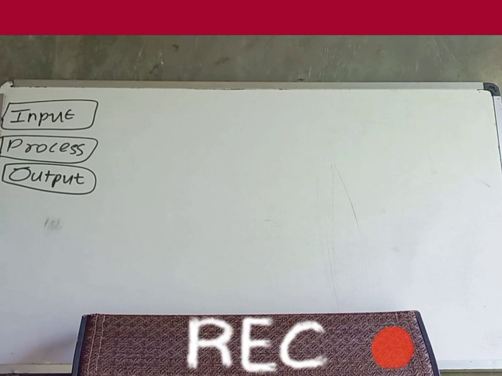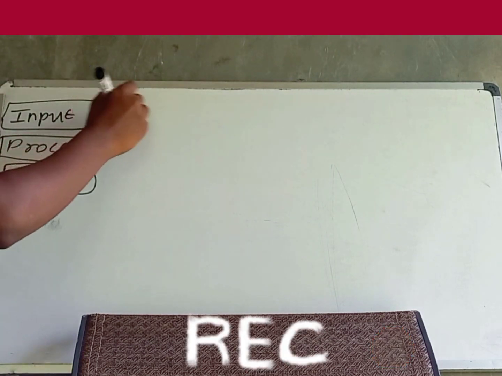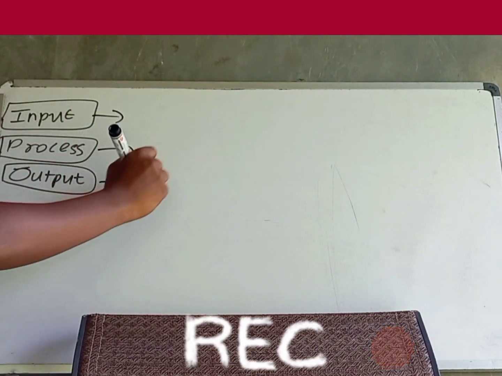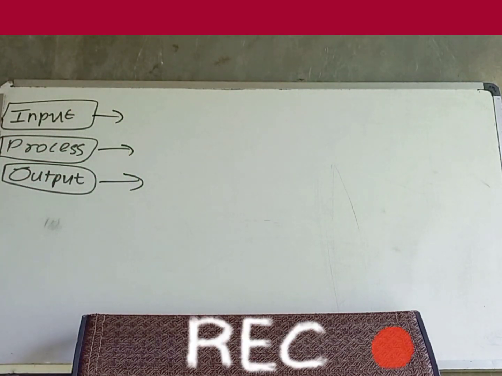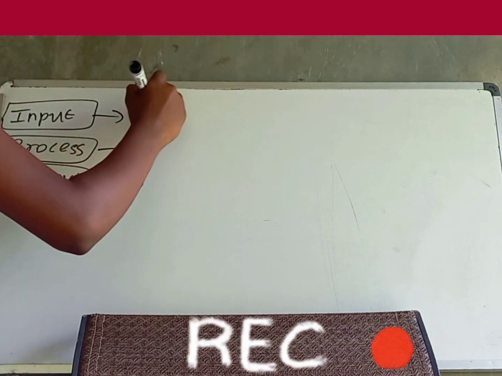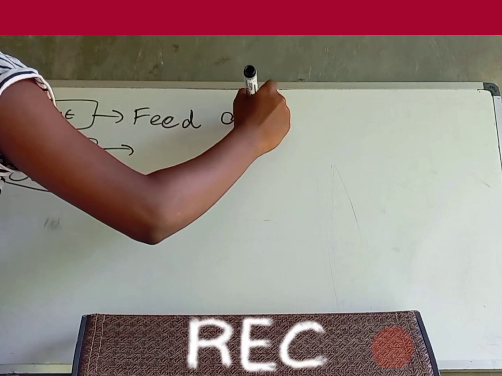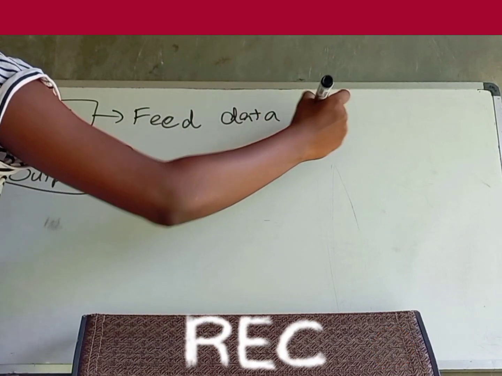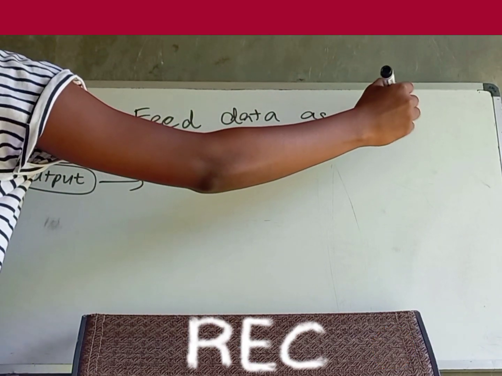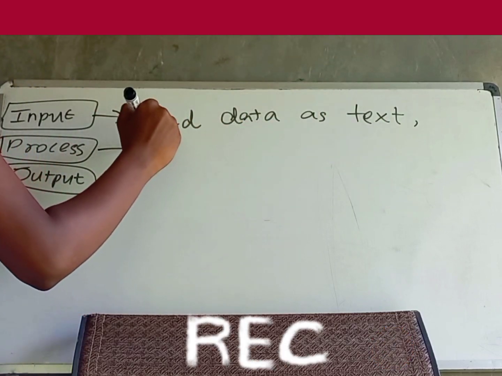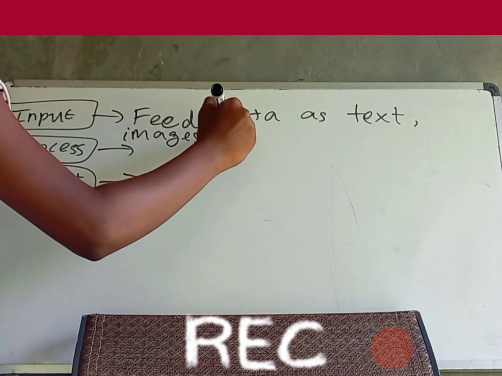Like we learned in grade 6 and 7, we know the steps of a computer: input, process and output. Again, getting some information in grade 8 about these 3 steps. What is input? Feeding data as text, images and sound.